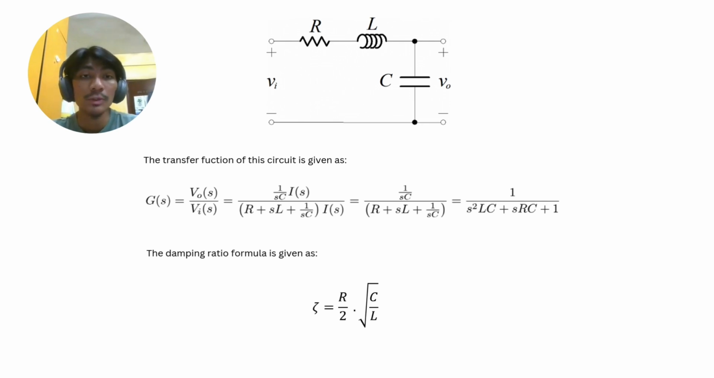Before we jump to the stability, there are 4 cases of the system response that will be highlighted in this video. The system response basically depends on the damping ratio value. For this system, the damping ratio formula is given as R over 2 times the square root of C over L. Whereas for the stability of the system, we can determine it by looking at the pole position on the plane of the pole zero map.